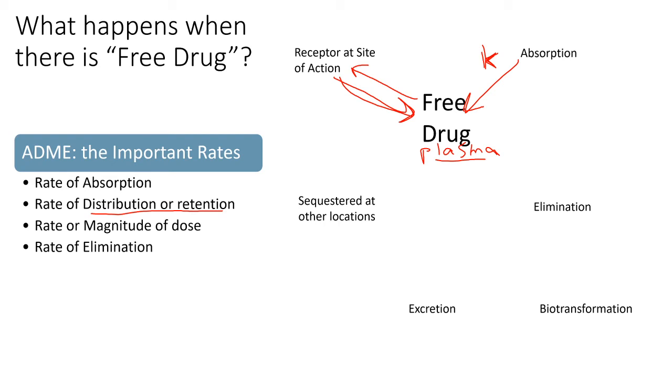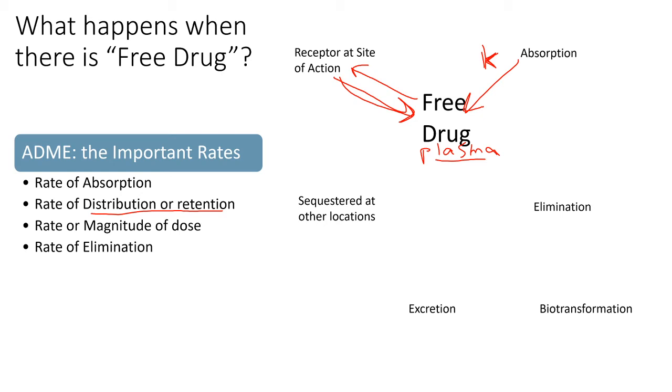Now, the rate or magnitude of a dose is how much should be given, and this question has a lot to do with the other rates, because you can't give too much or too little, as we've seen on the chart with the therapeutic effect. The dose needs to match the therapeutic effect intended.